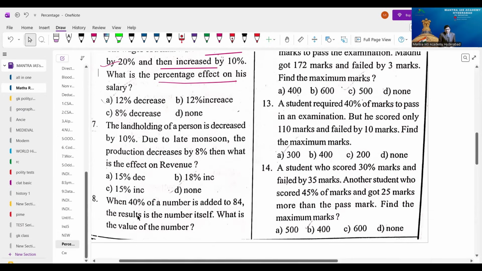Yeah, this is also the same application here. The land holding of a person is decreased by 10 percentage. Due to late monsoon, the production decreases by 8 percentage. Then what is the effect on the revenue? Same story. If he gets more, the production is maximum, he gets profit. But because of this late monsoon, the production decreased by 8 percentage. If you have two terms in one operation, increasing and decreasing, start the operation with I minus D. That's right.